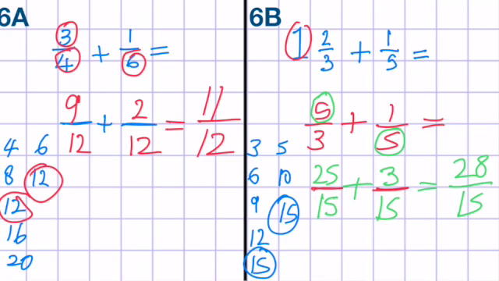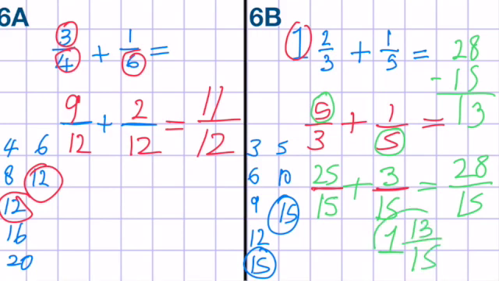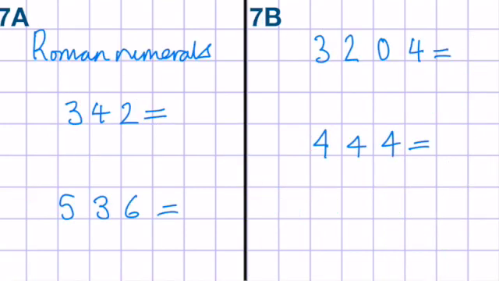But we can also write this as a mixed number. So 15 goes into 28 once. Okay, 1 whole. And then we need to find out how many is left over. So if you do 28 take away 15, 8 take away 5 is 3. So we've then got 13 fifteenths. So either 1 and 13 fifteenths or 28 fifteenths.